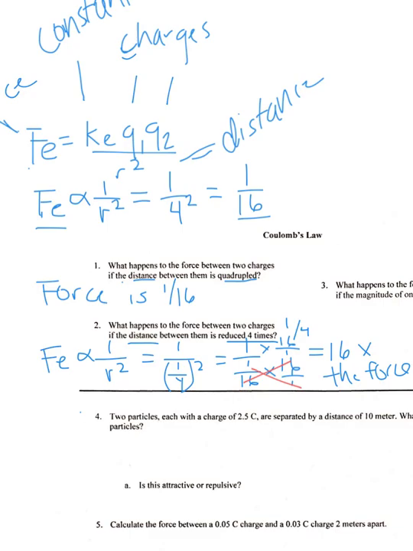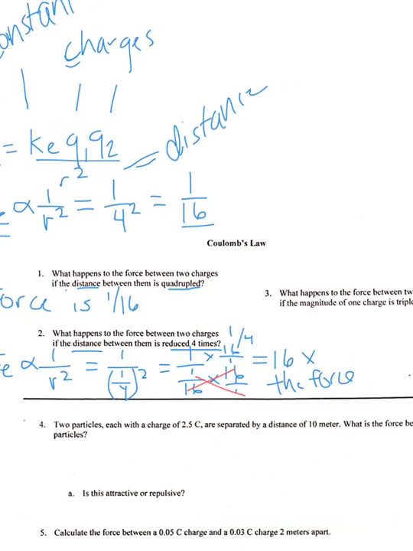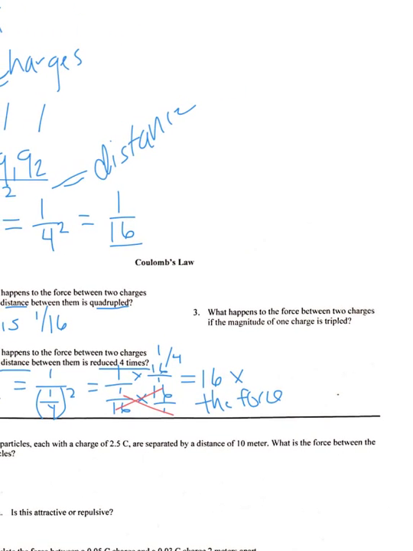Okay. Now we're moving on to question 3. A little bit different. It says, what happens to the force between two charges if the magnitude of one charge is tripled? Okay, so we're talking about the magnitude. Magnitude is simply a number. Remember, we've talked about this. Magnitude is a number, doesn't matter if positive or negative, of one charge being tripled. So one charge is tripled.